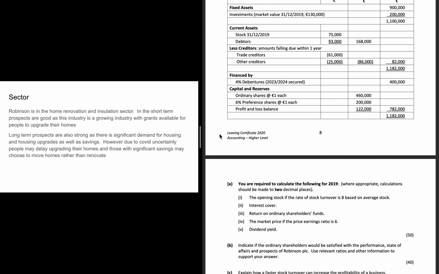I was thinking, how do I put in a negative on this? It's like, well, home upgrades, what other option do you have other than upgrades? You might, instead of upgrading your home, decide to move home rather than renovate. So that was my sort of negative. That's the only one I could come up with.